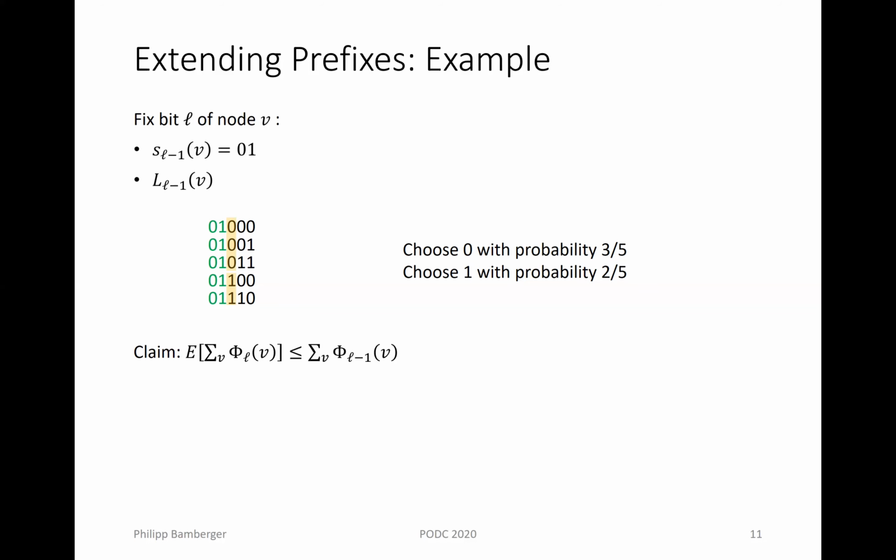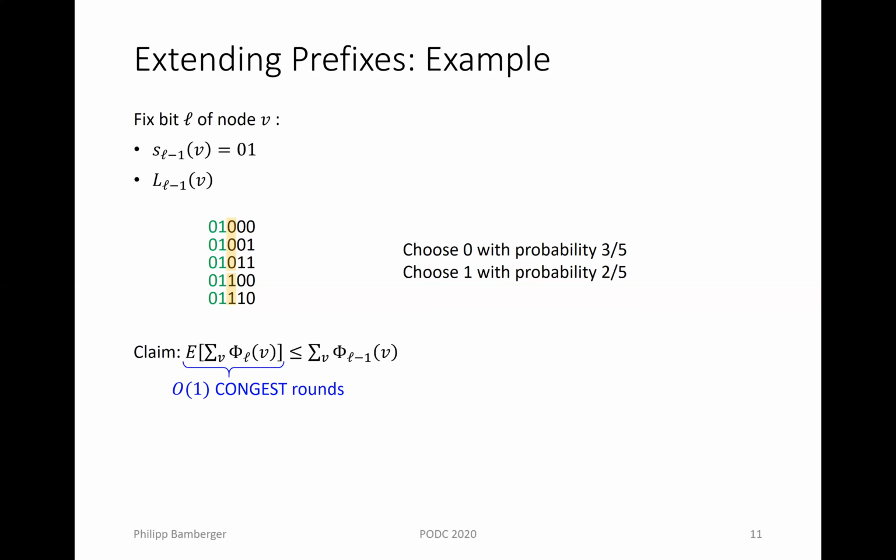The advantage of this slowed down color choice is that a node does not need to know the whole color lists, but much fewer information from its neighbors in order to compute the conditional expectation of its potential. Concretely, a node needs to know for each of its neighbors the fraction of candidate colors having a 0 at position L. And this information can be exchanged in one CONGEST round.